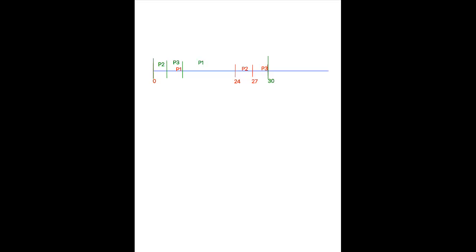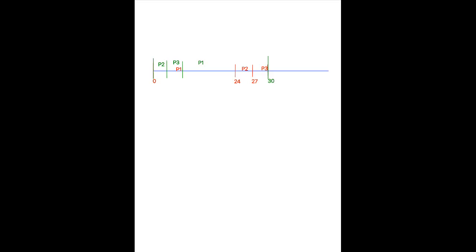Actually, on throughput, there is no effect at all, because in either case, P1, P2, P3 or P2, P3, P1, in both the schedules, total time required is 30. But now if you see the average waiting time, in the first case, P2 is waiting for 24 units, P3 is waiting for 27 units, P1 is waiting just for 0. That means it is not waiting at all. So 24 plus 27 divided by 3, that gives me 17.